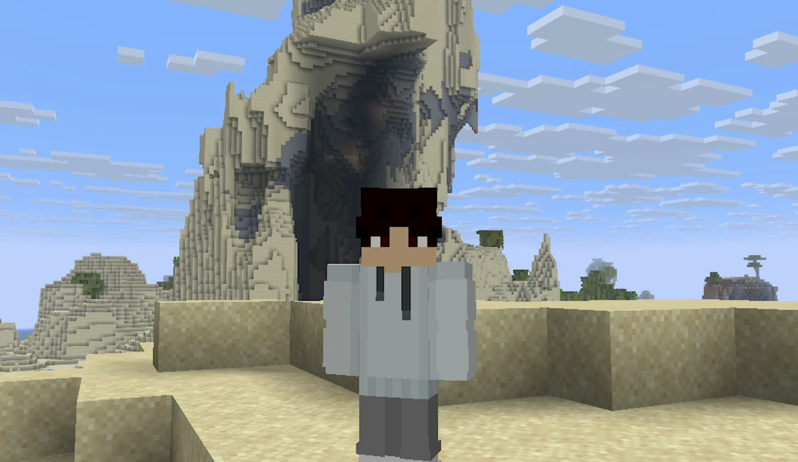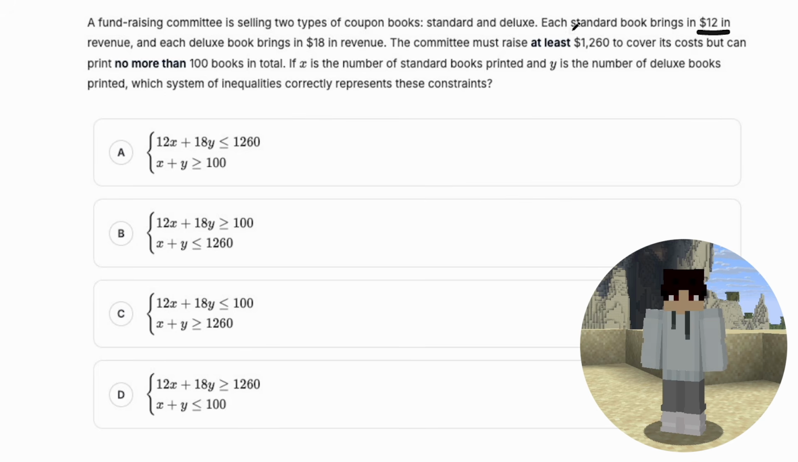So let's figure out the variables here. 12 is for each standard book. Meanwhile, 18 is for each deluxe book. They must have at least $1260 in revenue for what they need, and they also cannot do more than 100 books. So this is a pretty clear example of inequalities. So we're saying here 12x plus 18y must be less than or equal to 1260. No, it must be at least 1260. It has to be greater than or equal to. So therefore A just can't be right.